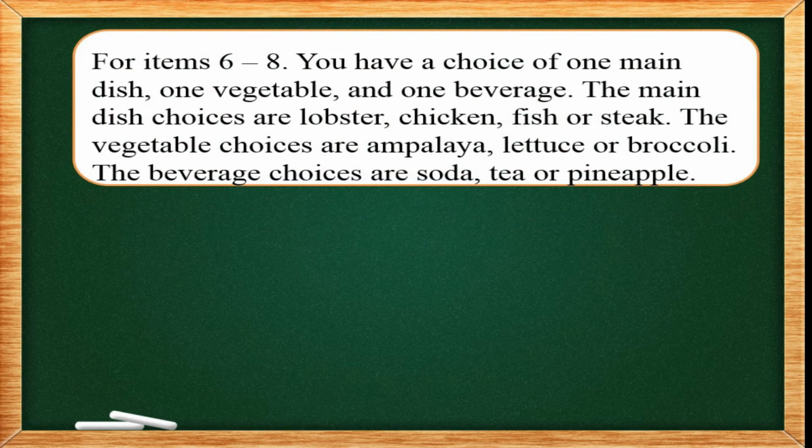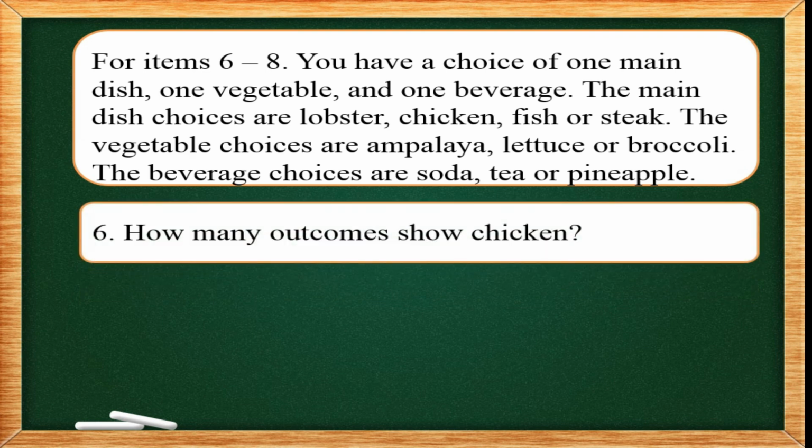For items 6 to 8, you have a choice of 1 main dish, 1 vegetable, and 1 beverage. The main dish choices are lobster, chicken, fish, or steak. The vegetable choices are ampalaya, lettuce, or broccoli. The beverage choices are soda, tea, or pineapple.